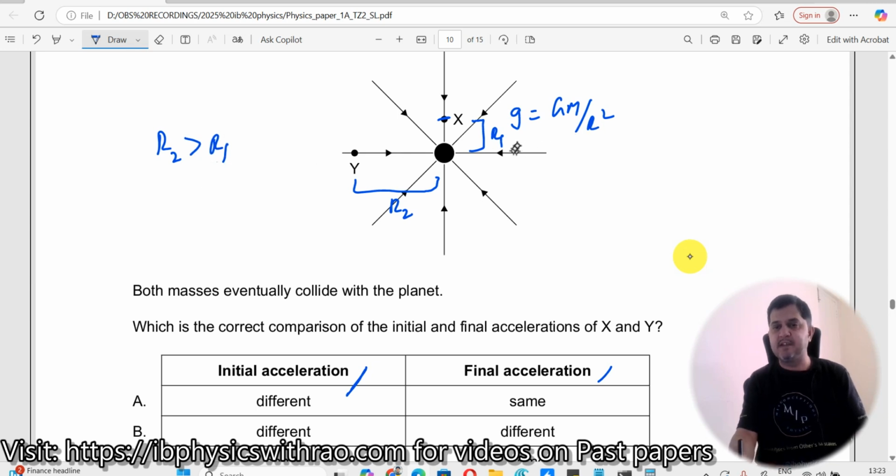Therefore, the acceleration due to gravity experienced by this one, what you call the initial acceleration of this particle, would be lesser as compared to this. So therefore it would be different. Initial acceleration would be different. But when it comes back nearby to the surface over here, or when it hits the surface, the final acceleration will be the same. It will not differ. Thus, it will be the same over here, and it will be different over here.